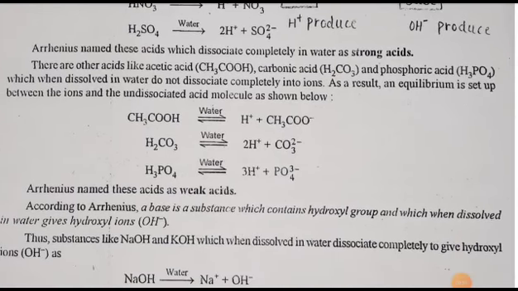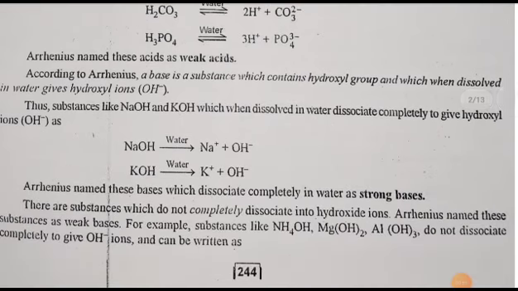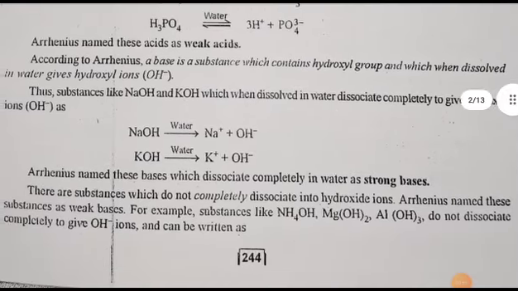There are other acids like acetic acid, carbonic acid and phosphoric acid which, when dissolved in water, do not dissociate completely into ions. As a result, an equilibrium is set up between the ions and the undissociated acid molecules. Arrhenius named these acids as weak acids.